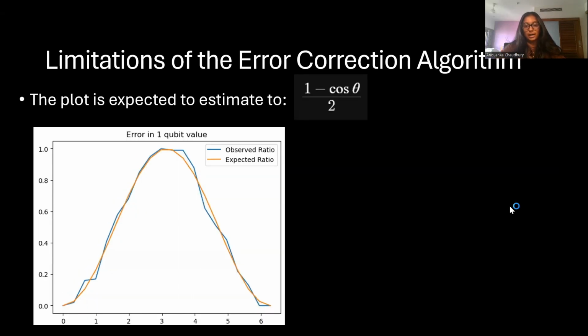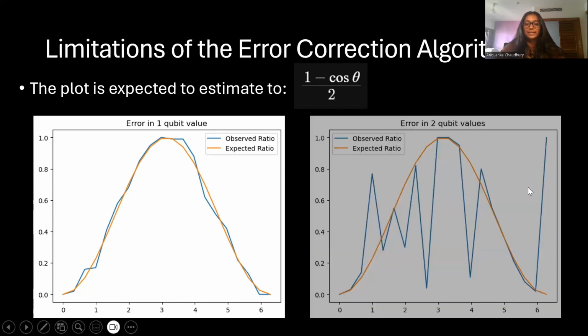So the expected ratio of the outcome for this algorithm is approximated to be (1 minus cos theta) divided by 2. This plot shows the results when one error has been induced to a random qubit. The algorithm was able to correct the state, and hence the observed ratio meets the expected ratio. The slight deviation in the observed ratio is due to destructive measurements and distinct values of theta taken to create the plot. So the more theta values we use, the more accurate the observed ratio would be to the expected.